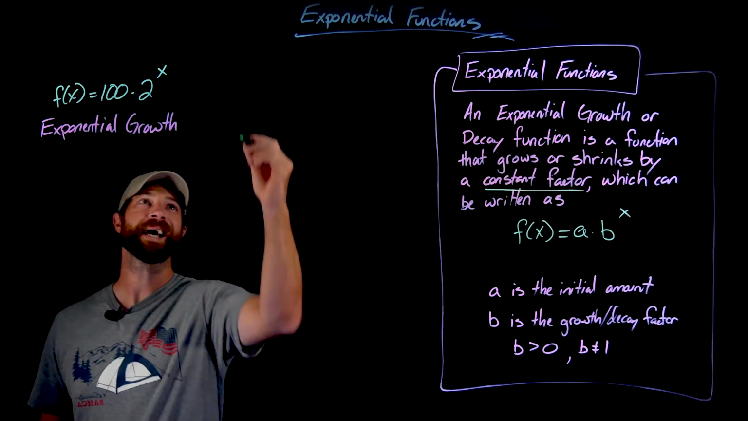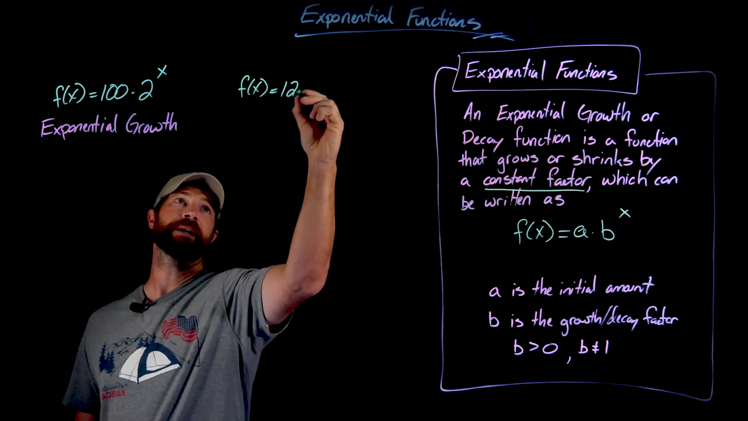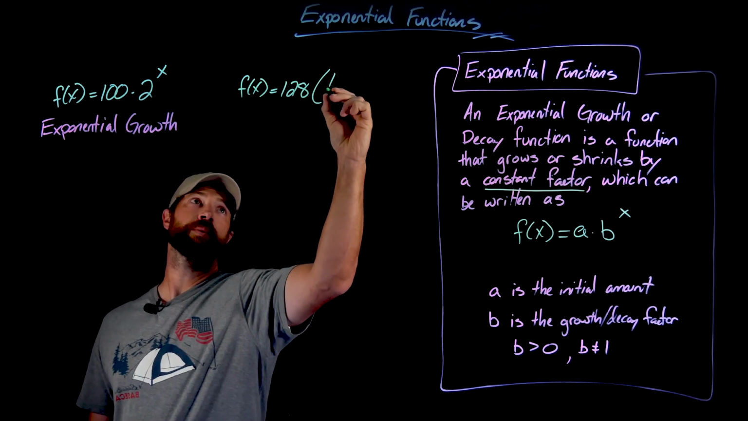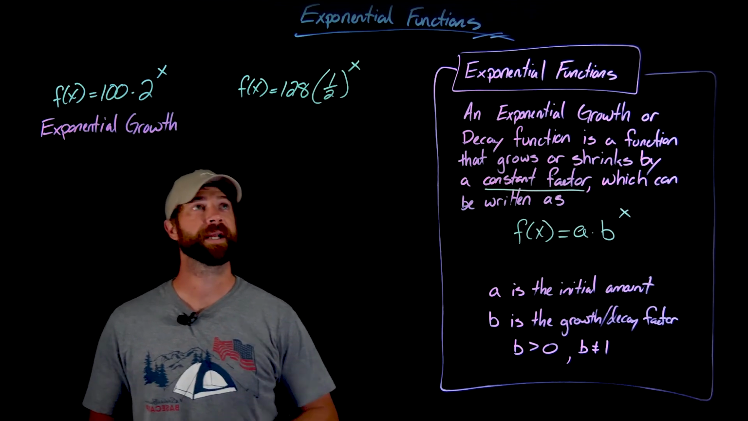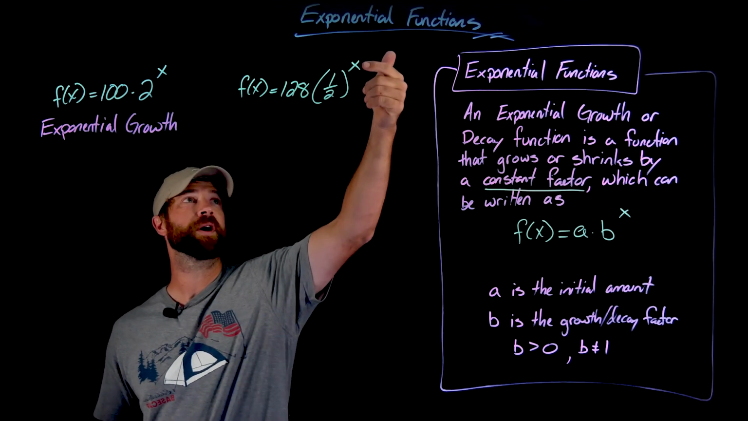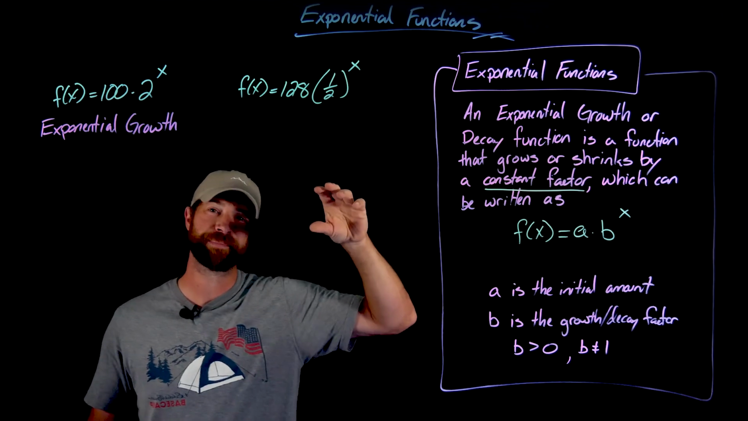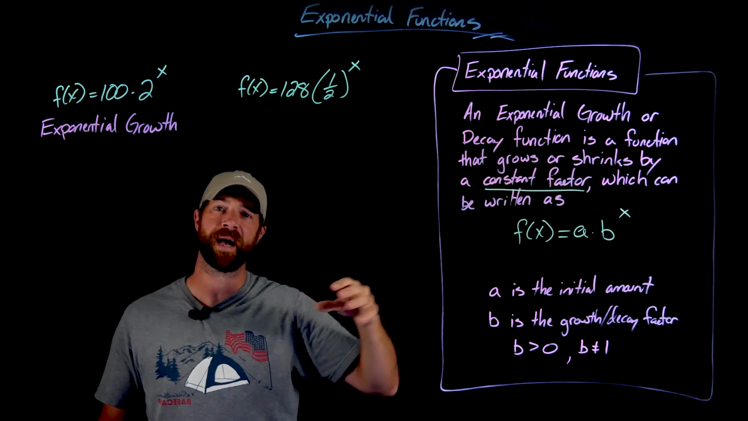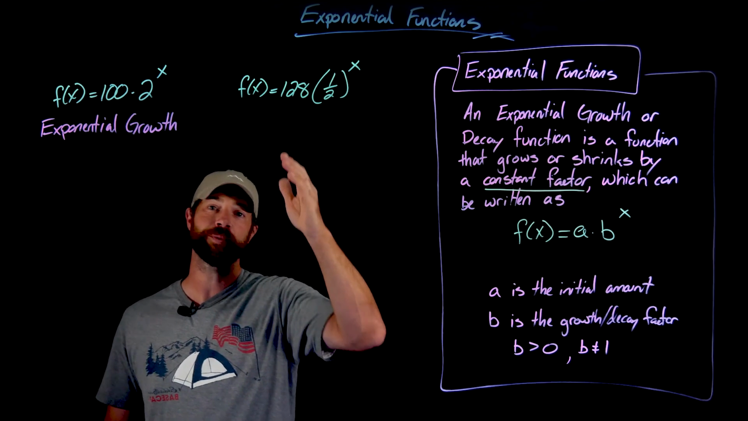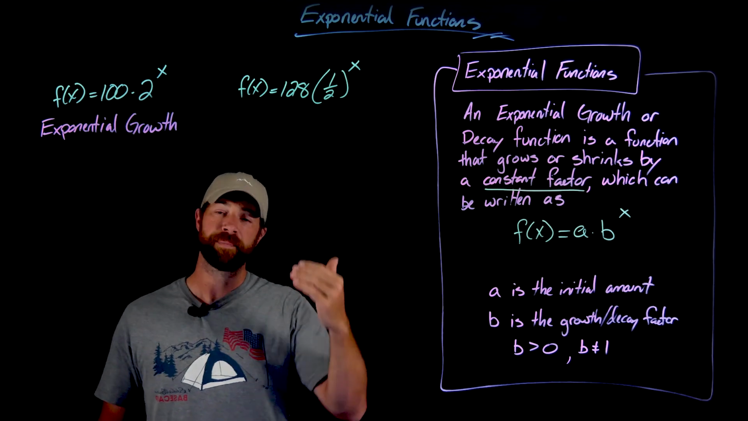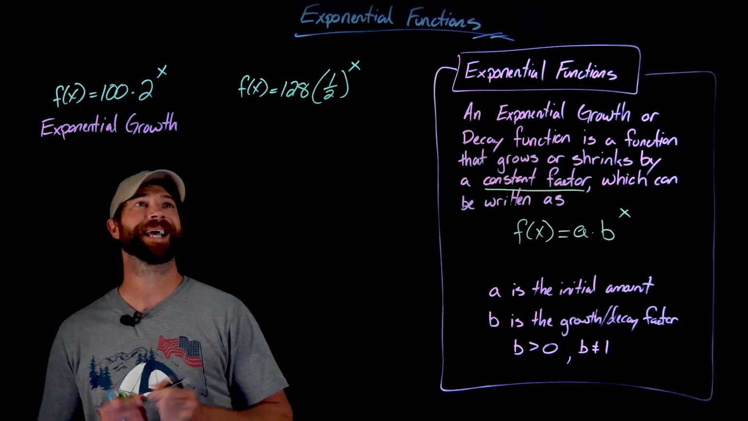If we instead had a function like this, where we had f(x) = 128 * (1/2)^x, in this case, for every one we increase our independent variable here, this is applying a factor of 1/2, which will take half of what we had before, meaning this function will be strictly decreasing by 1/2 each time, and we would call this exponential decay.